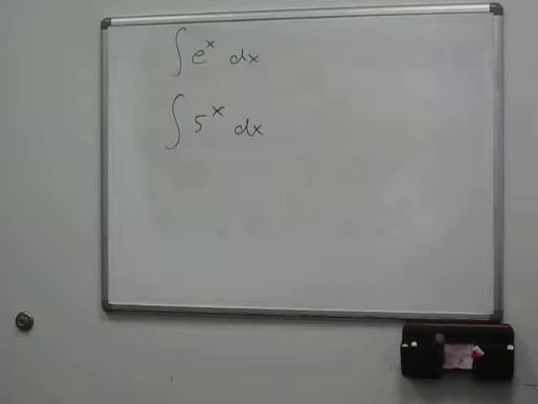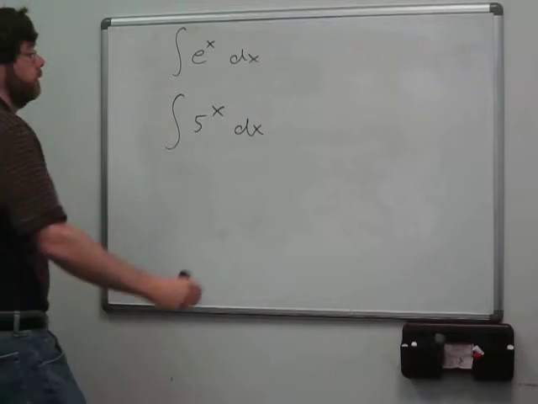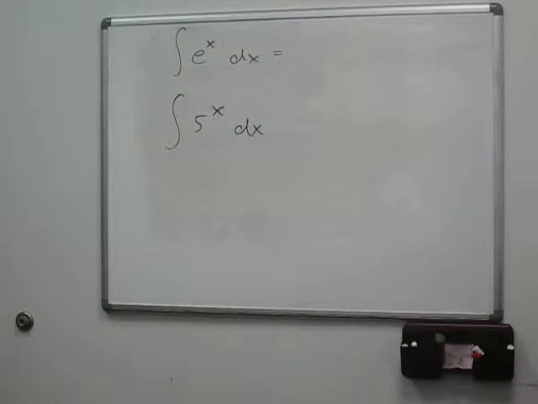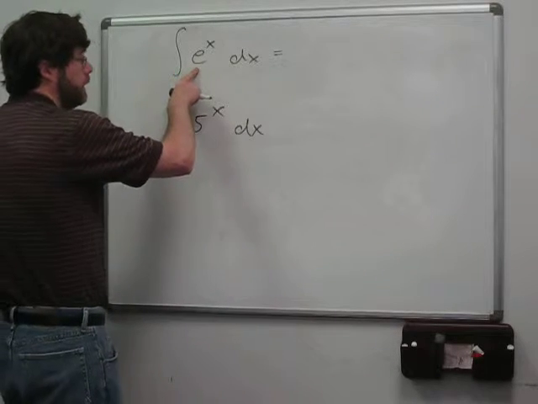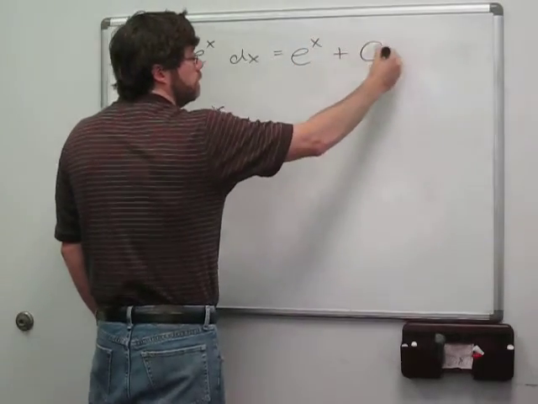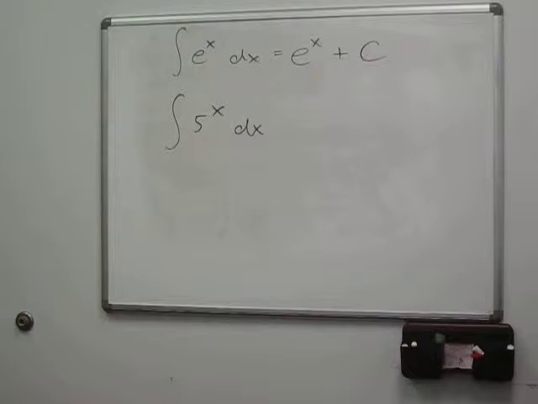In this last video on basic antiderivatives, we want to look at antiderivatives of exponential functions. If you recall from differentiation, we learned that the derivative of e to the x was itself. So the antiderivative of e to the x is itself plus perhaps some constant. And this just naturally follows from what we know about the derivative of e to the x.